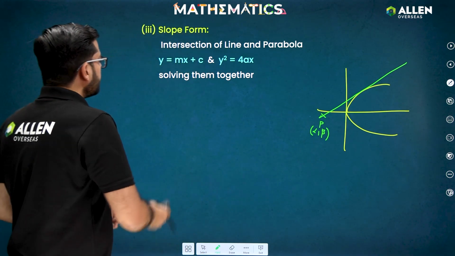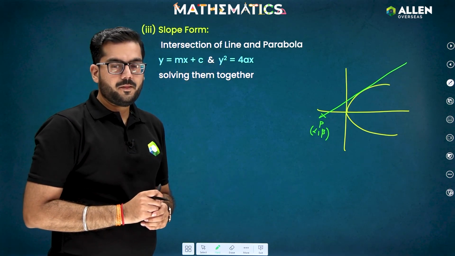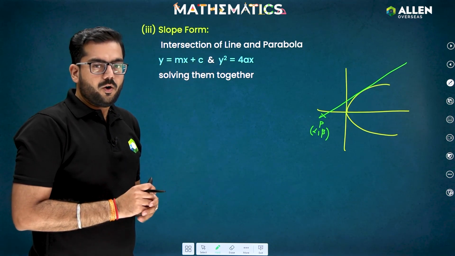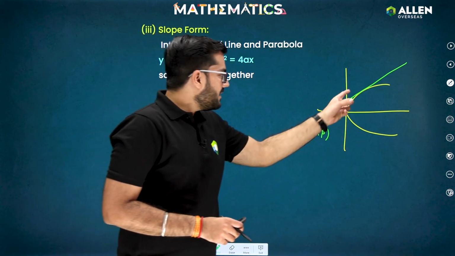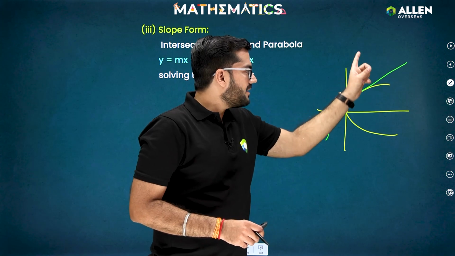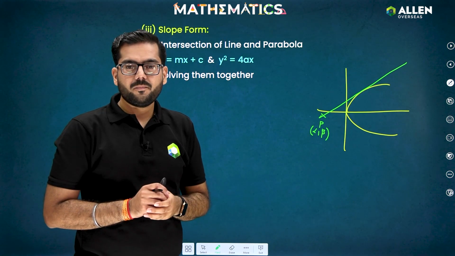So here y is equal to mx plus c we have, y square is equal to 4ax we have. What we need to do? First of all, we need to solve these two. Obviously, if you want to find this point of contact, this is the intersecting point, the common point of this line as well as of this parabola. So in short, we need to solve these two.